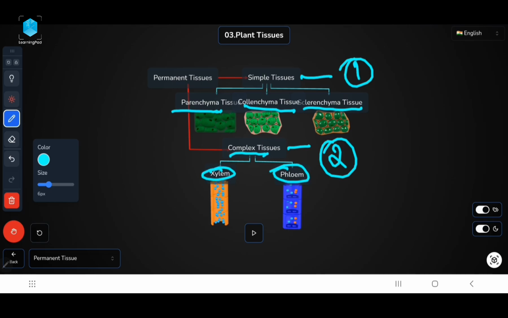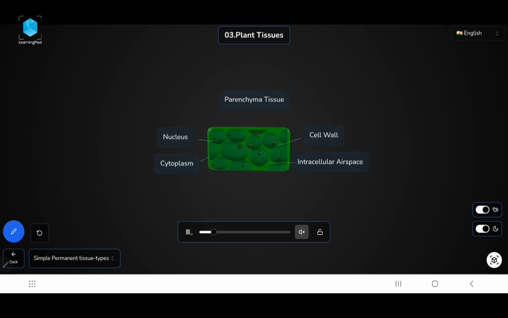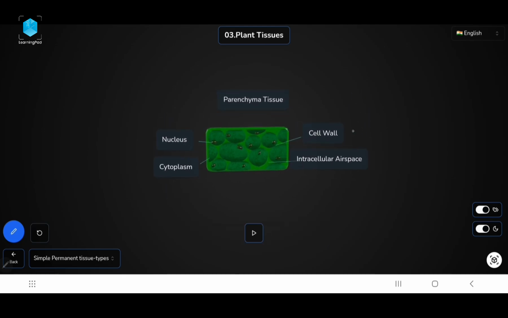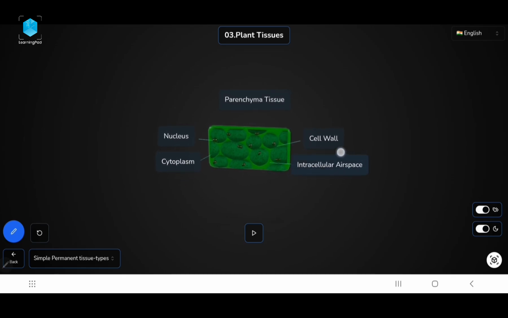Let us study this in detail. Let us first study the simple tissue types. You will see that this is Parenchyma tissue. You can see it has a cell wall, nucleus, and cytoplasm, and in between the cells you can see intercellular space.